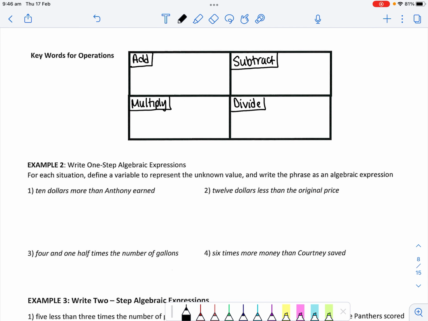So we've got some keywords for operations that we're going to talk about. So our 4 operations are add, subtract, multiply, and divide. We are going to have times where there is going to be addition and multiplication in the same problem, addition and subtraction in the same problem, multiplication and subtraction in the same problem. So we're going to identify different things that mean these 4 operations. To add means to find the sum, to combine, all together.